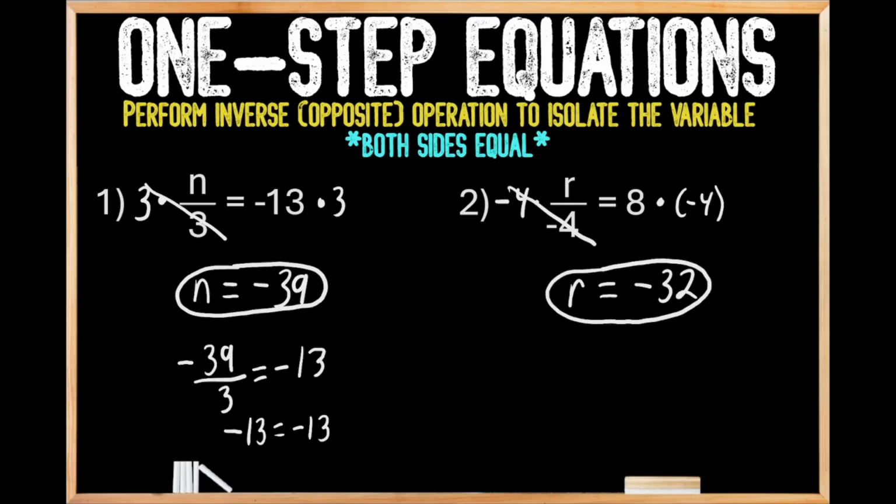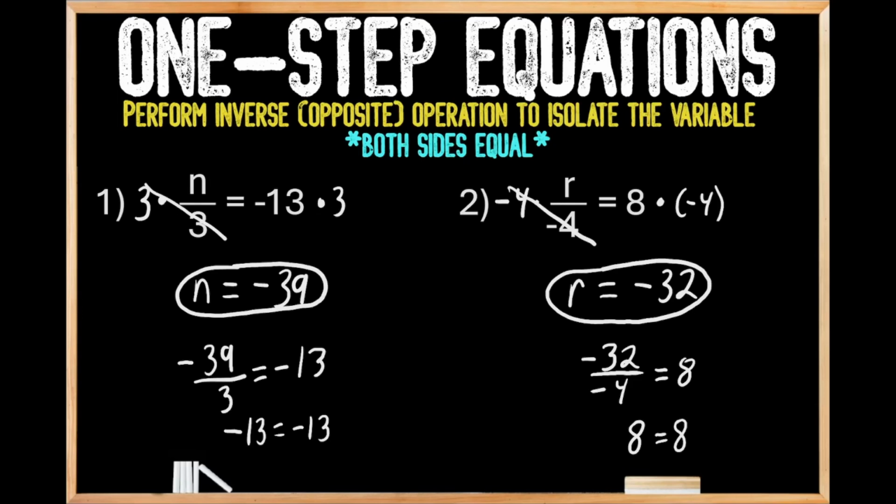And if we want to double check just to make sure that we got the correct answer here, we're going to plug in our value for r in our original problem. So we have negative 32 divided by negative 4 equals 8. On the left-hand side here, since we're dividing a negative by a negative, we're going to get a positive quotient. So when we divide negative 32 by negative 4, we get a positive 8. Since both sides of this equation are equal, it means that we have the correct answer. r is equal to negative 32.